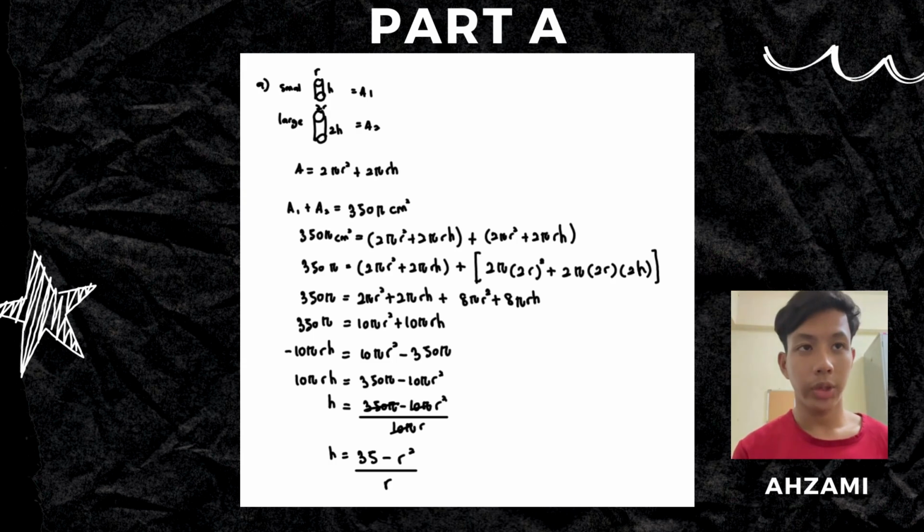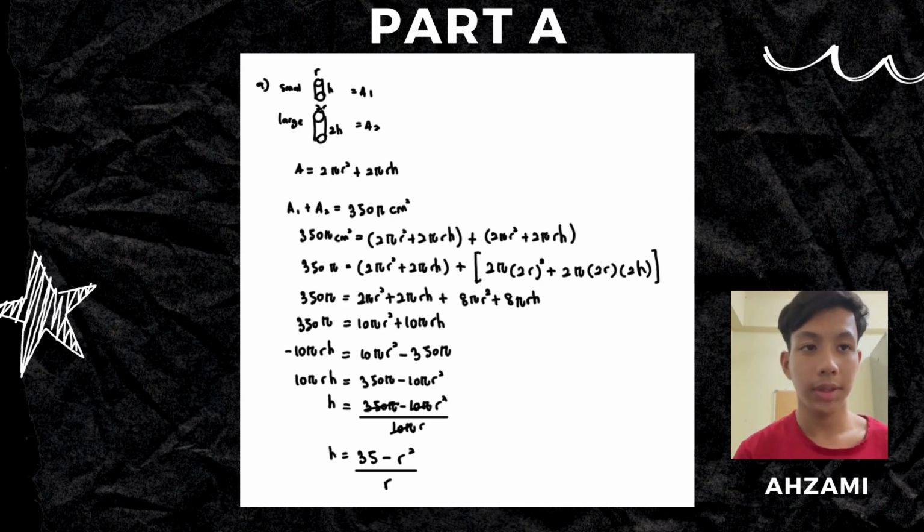So we move to question A. First, we must identify the surface areas of both cylinders. For A1, we use the formula 2 pi r squared plus 2 pi r h. For A2, we use 4 pi r squared plus 8 pi r h. And then we combine the surface areas of both cylinders and set them equal to 350 cm squared. And we get A1 plus A2 equal to 350 pi.